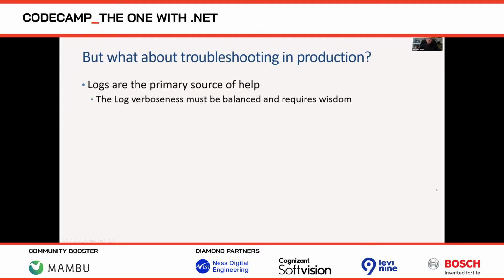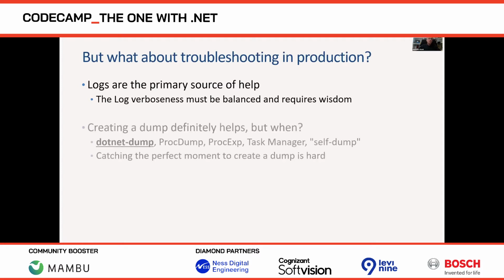What about troubleshooting in production instead? When you are in production, of course, the primary source of your help is the log. And logs are good. You can understand a lot of things, especially if you have exceptions. But most of the time you don't have enough information, and you don't even want to put too many things inside the logs, because otherwise it becomes impossible to read. So this is a good start, but not necessarily the one that can solve the issue.